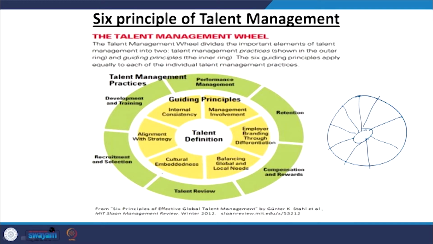So here the major functions have been taken, like recruitment and selection, development and training, performance appraisal, compensation and rewards. These are the parts of the ASTD model of HRM, right. So these 6 principles of effective global talent management are based on certain functions.